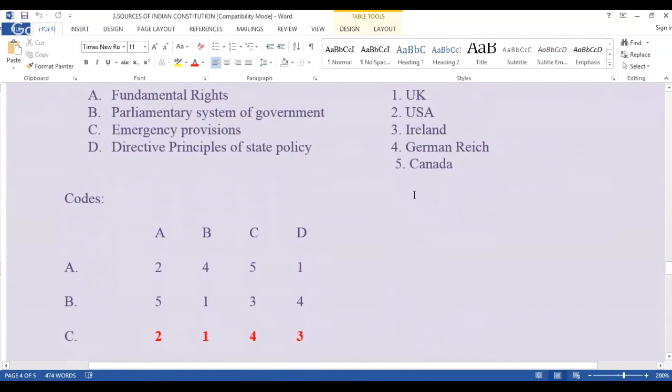Look at this. Seems that C is the answer. Fundamental rights, United States of America, parliamentary system of government, that is UK, emergency provisions, Germany, DPSP, as we all know. So this we got from Ireland. Is it clear? This is how you need to look at the answers.